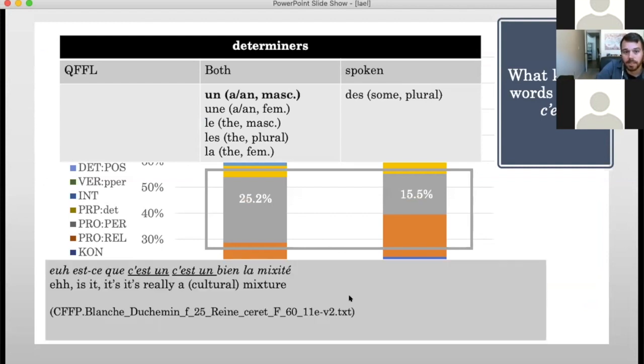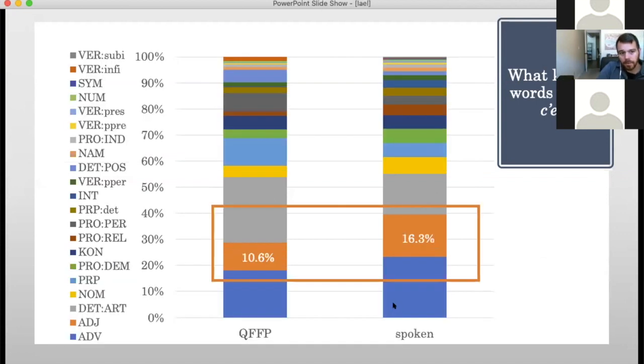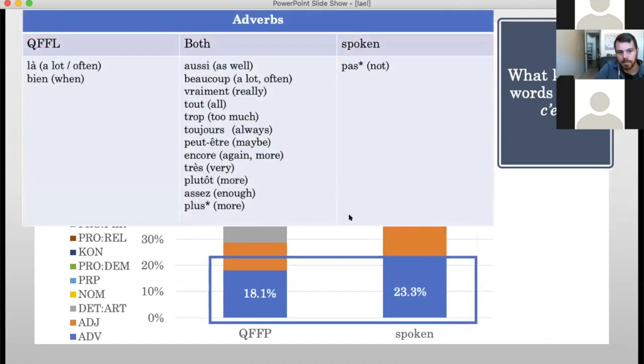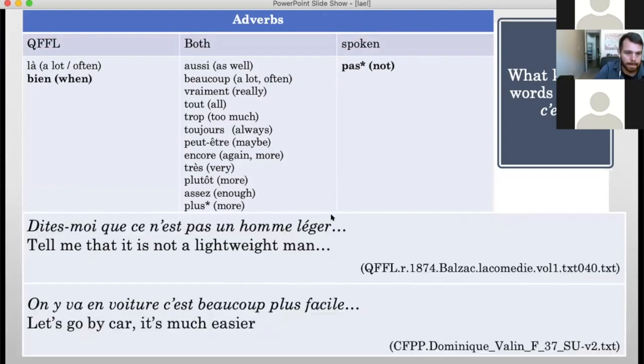However, we do see c'est un. Here's an example of what I was referring to before, that filler speech with a masculine indefinite article. And here we have adjectives, which makes sense. They can just be stacked on before nouns, even though technically there should be a determiner between them. So it's interesting to see how that can be kind of violated in certain cases, and adverbs as well, which makes sense.